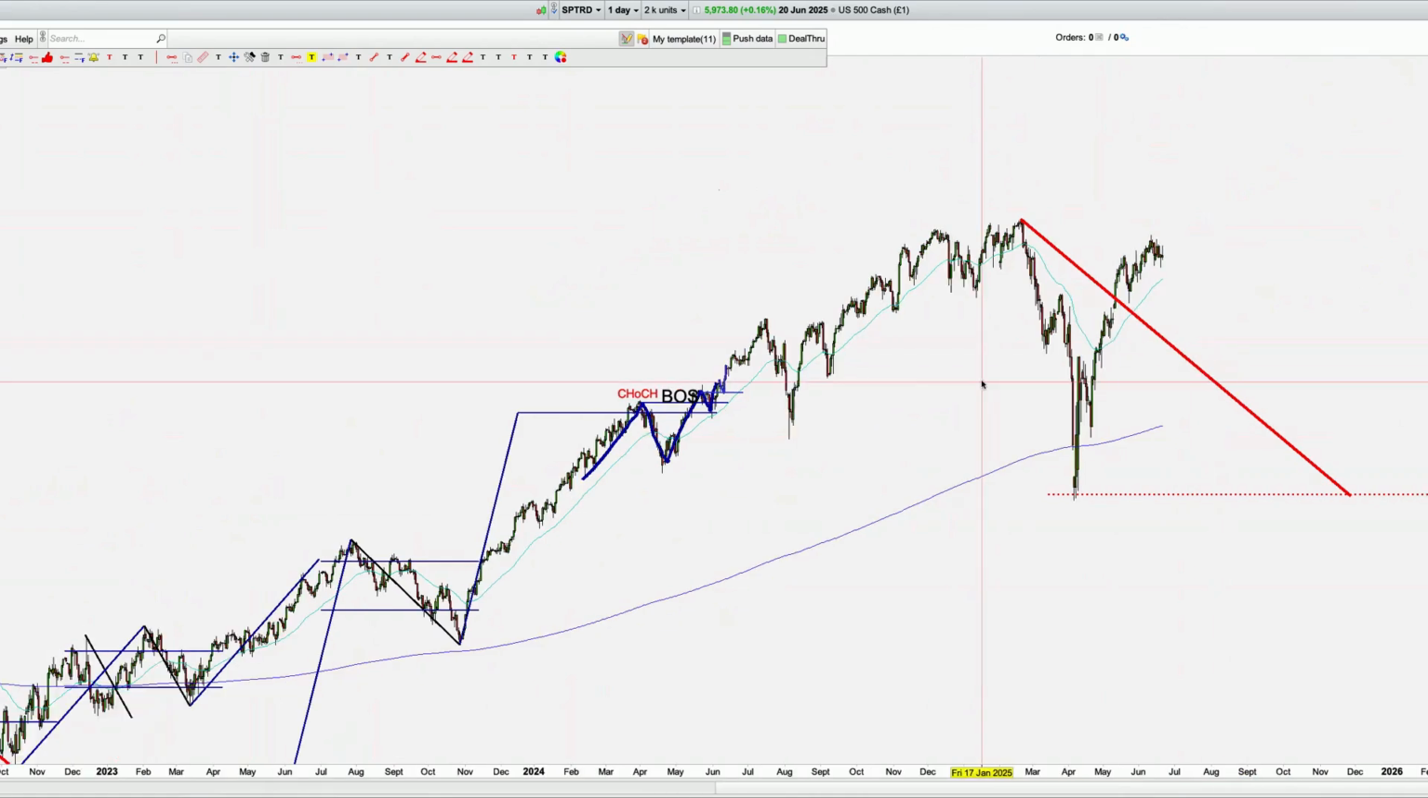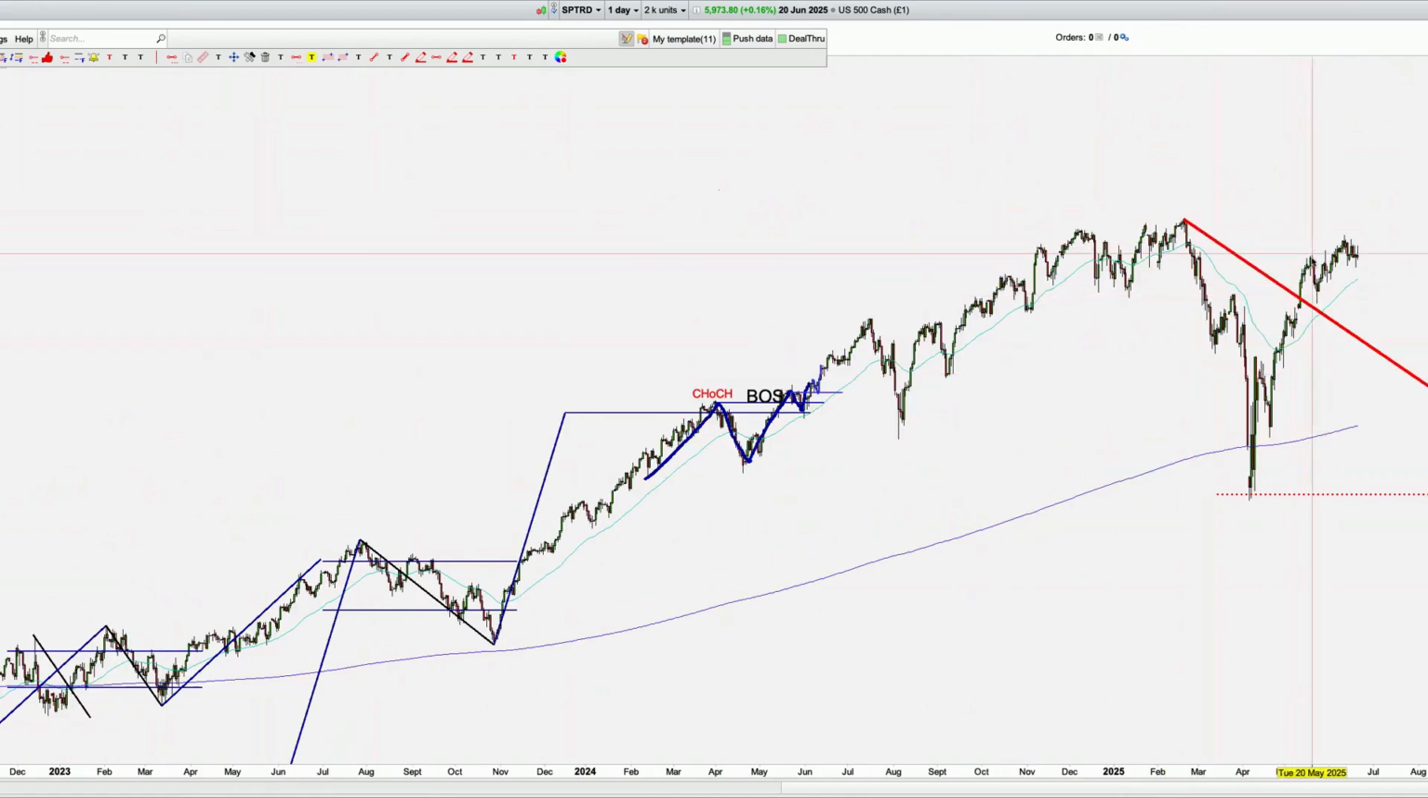So what we've gone and done is we've taken out this structure. So we made a 1, a 2, and a 3. It wouldn't surprise me if we take this structure out down here and see some dollar strength.